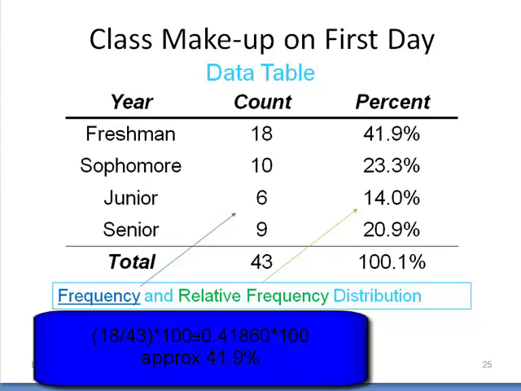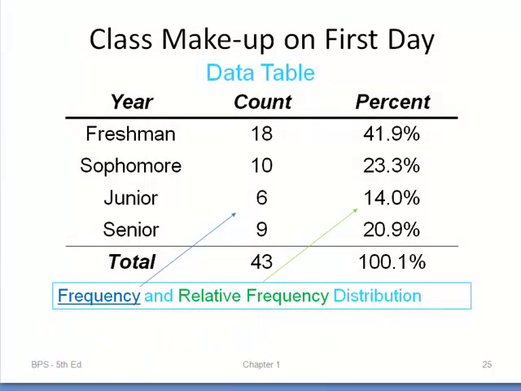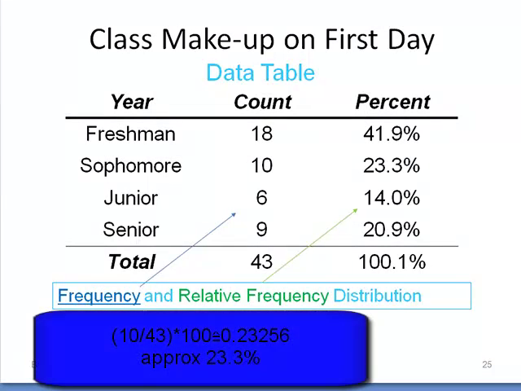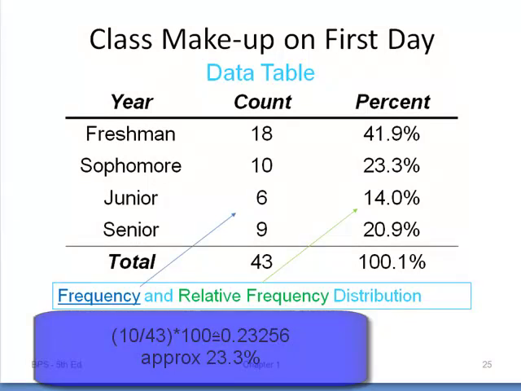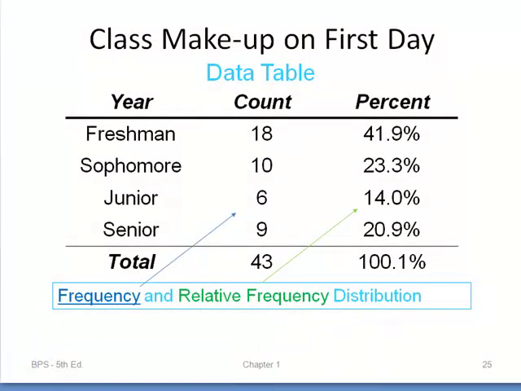So 41.9% were freshmen, 23.3% were sophomore. And again, how did we get the 23.3? We said 10 divided by 43, and we multiplied that number by 100 to give us the percent. So 6 out of 43, that's 14%, and 9 out of the 43 is 29.9%.